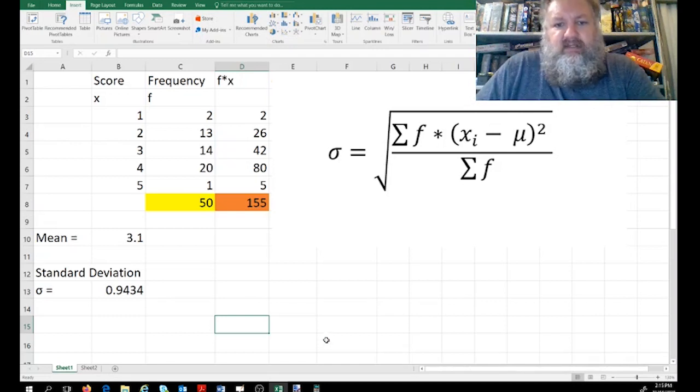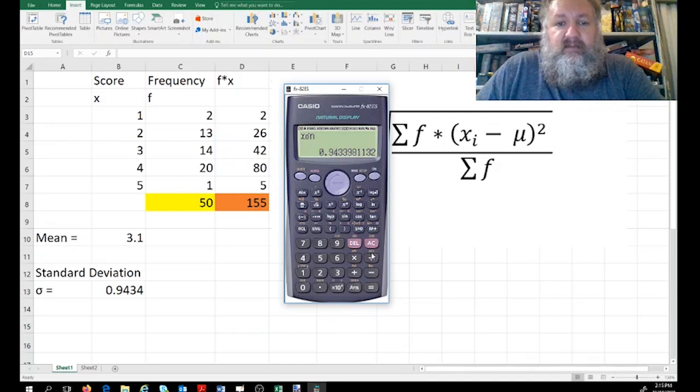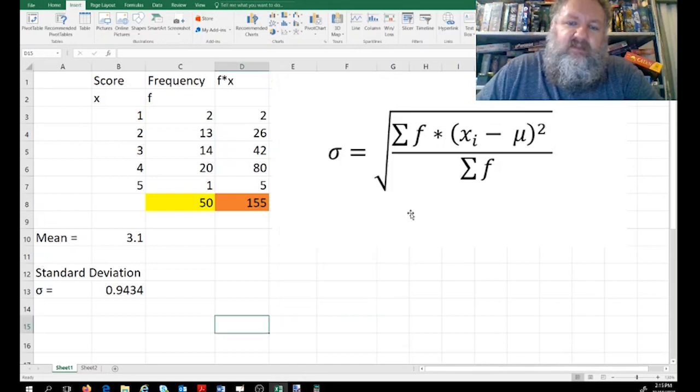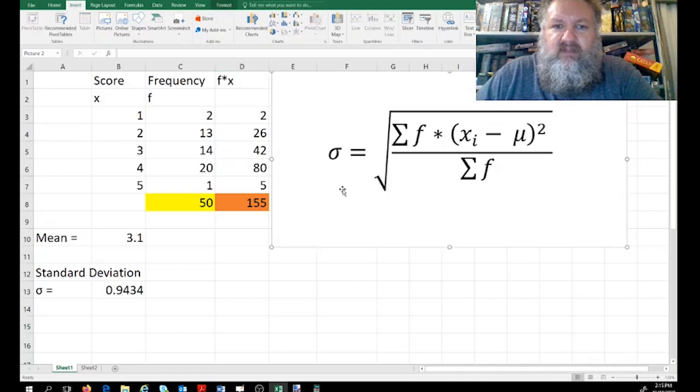So we can use our calculator to very easily work out the standard deviation of a frequency table. That's a really easy thing to do. Let me talk you through this formula then in Excel so that you can see how it would work if you were doing it without a calculator that can automatically work out that function.